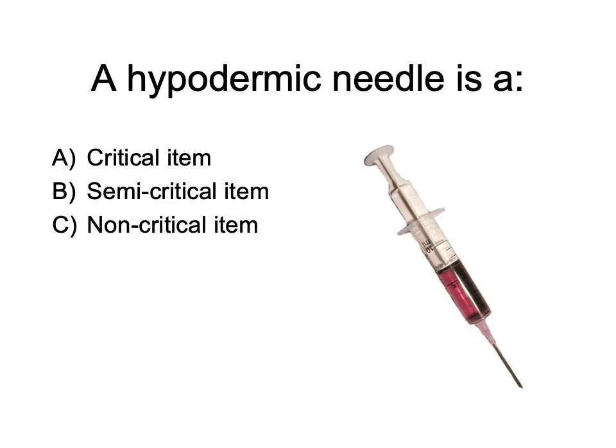Considering those definitions, then, a hypodermic needle is A, critical item, B, semi-critical item, or C, non-critical item. The answer is A. It is a critical item. It penetrates the body tissues. It creates a portal of entry for microbes.